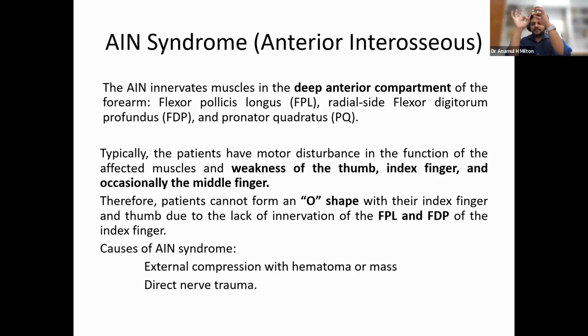If this problem arises after the crease of the wrist, it may be due to median nerve entrapment at the carpal tunnel area. And at this time the patient cannot make the O sign, because this is mainly the motor supply. The nerve supply of these muscles is hampered, so the patient cannot make the O sign.